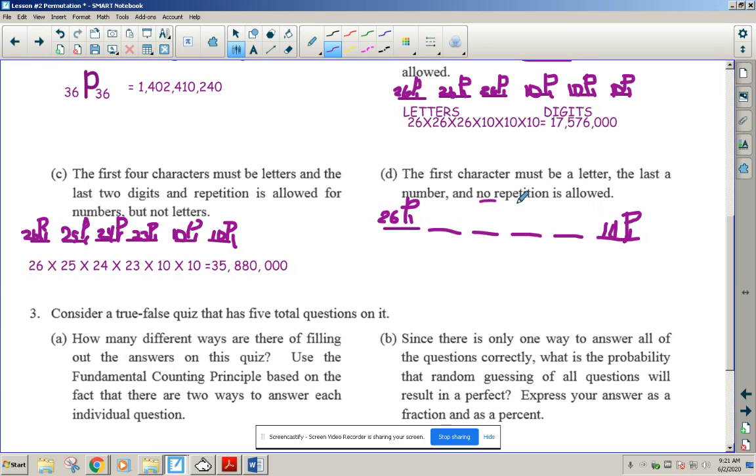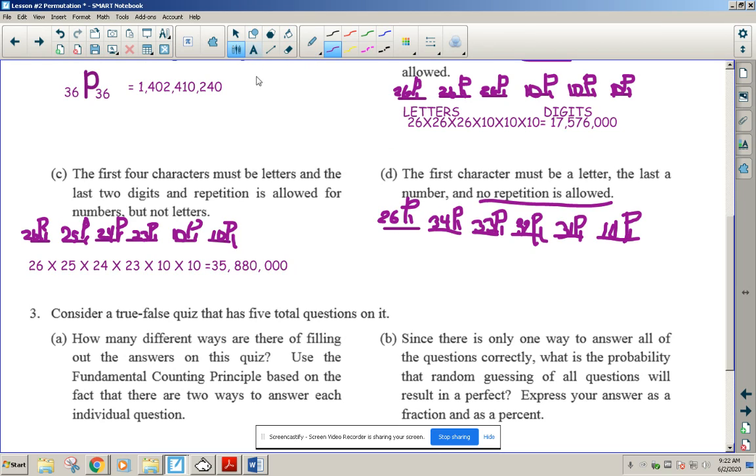Now there's no repetition allowed. So there were 26 letters and 10 numbers. That meant there were 36 items. I picked one of them here and one of them here. That now leaves me with 34 characters where I pick one. And then I'm left with 33 where I pick one. And now I have 32 where I pick one. And then I have 31 where I pick one.